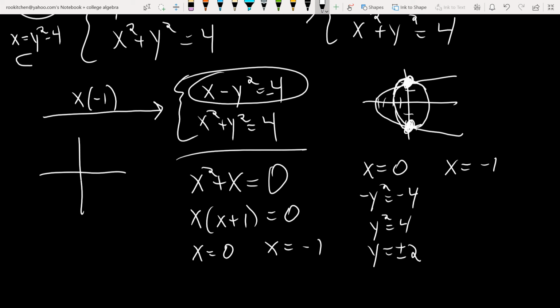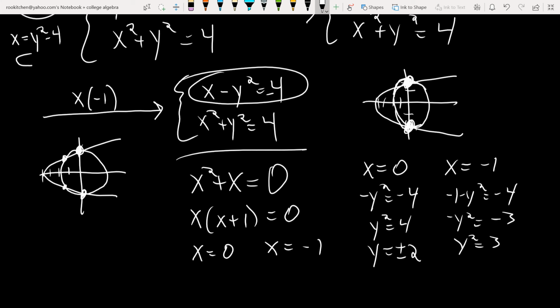So let me redraw it so it's a little nicer. 2, 3, 4. So the circle will kind of go out like that. And you'll get these 2 intersection points, but you're also going to get these 2 weird ones over here. So x is negative 1. I'll have then negative 1 minus y squared is negative 4. So negative y squared is negative 3. So y squared is 3. So y is plus or minus root 3.